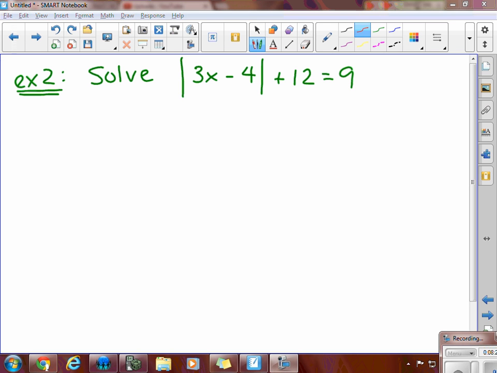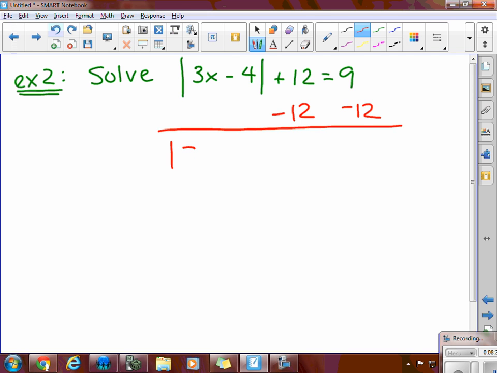First thing we want to start doing is to isolate this absolute value. Now that absolute value right now as it stands has a plus 12 out the back. So we want to get rid of that. So we're going to subtract the 12, and we're going to have the absolute value of 3x minus 4 should now equal negative 3. Now this is what I call in class one of those red flag moments.